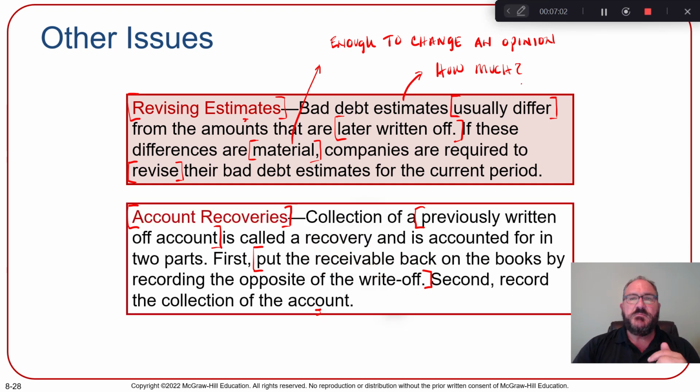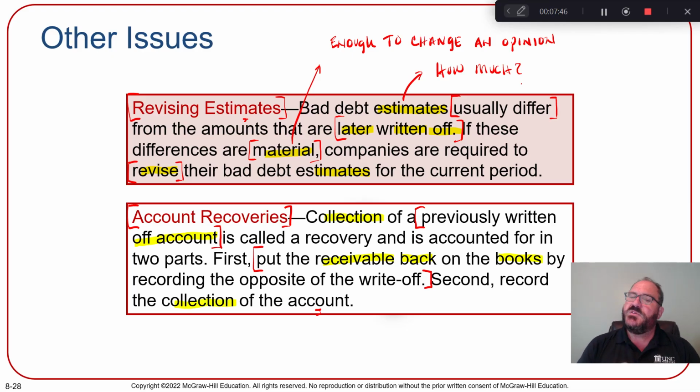All right. Now sometimes revising estimates, bad debt expenses usually differ from the amounts that are later written off. So the estimates and what's later written off are not always the same. If the differences are material, companies are required to revise their estimates. Okay. And then they have something called account recoveries, collection of a previously written off account. Okay. So what happens when you write off a customer's account and then somehow you manage to get the money? Okay. Well, the first thing you have to do is put the receivable back on the books because you've taken it off your books. You have to put the company back on the books and then record the collection.